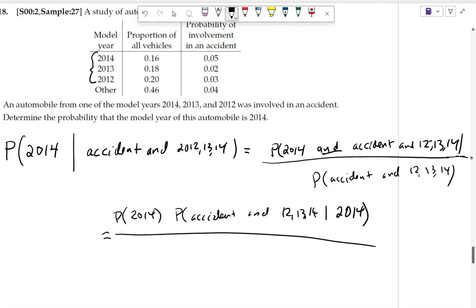I know there's a lot going on in the accident and 12, 13, 14, but notice what your given information is in the second piece here. It is 2014, right? If you're in 2014, do you satisfy this part? Yeah, I satisfy this piece, right? I'm in 2012, 13, or 14. So really all I know, if I'm given 2014, what do I need to figure out for this whole piece? The probability of accident given the 2014, right? I don't need to worry about this part because it's already satisfied by the given. So what's this number going to be? 0.05. Good.